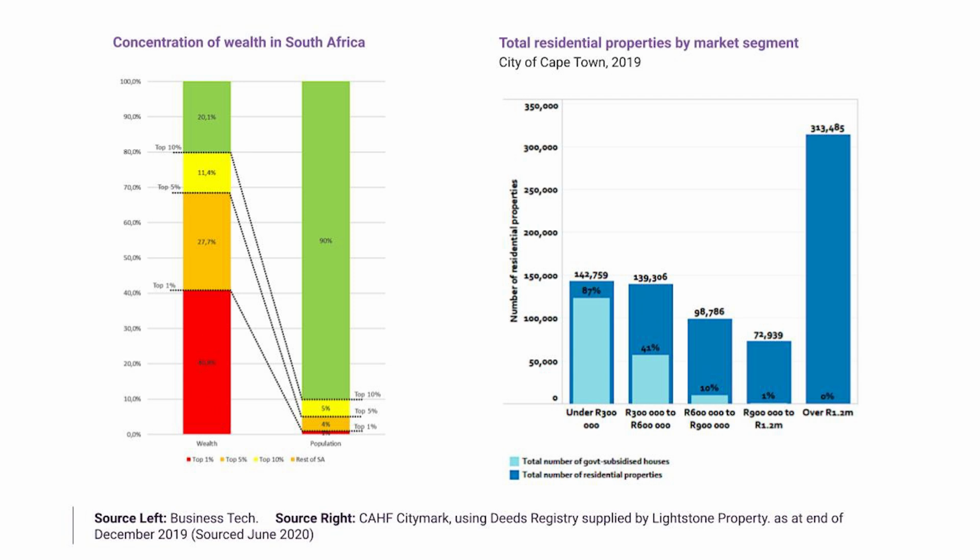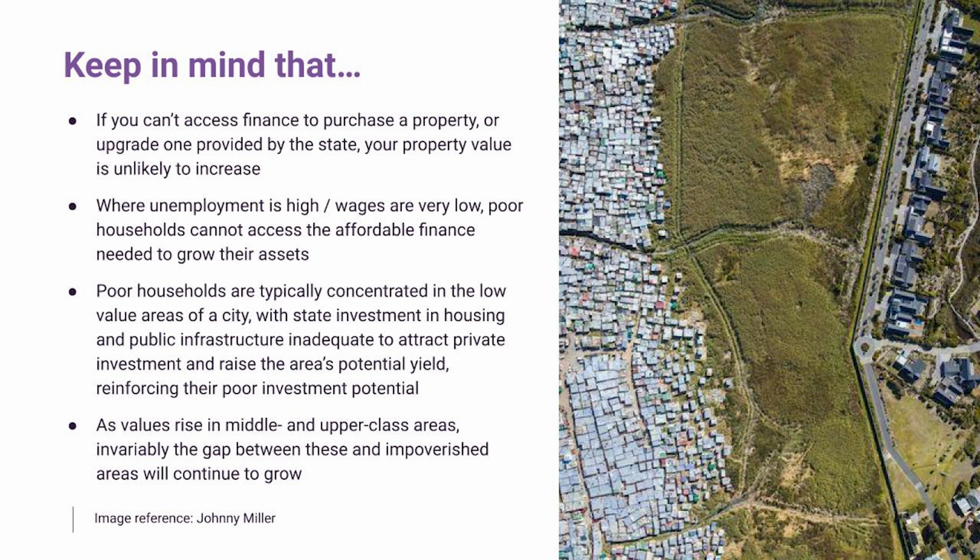So when you look at the graph on the right-hand side, the light blue component of the bars shows you the proportion of people who've needed state support to access a residential property. And it is 87% for those properties under 300,000, and for the next band it is 41%. And then it tapers off at 10% for those between 600 and 900,000. And that typically is not a conventional 42 square meter house. Those are typically people who purchase a rental unit and the government supports them to access the finance to rent affordably. Now, you've got to keep in mind, if you can't access finance to purchase a property or upgrade your property after the state has given it to you, the value of your property will not increase significantly.